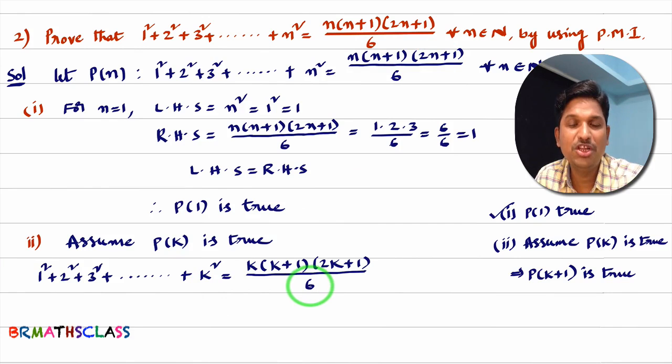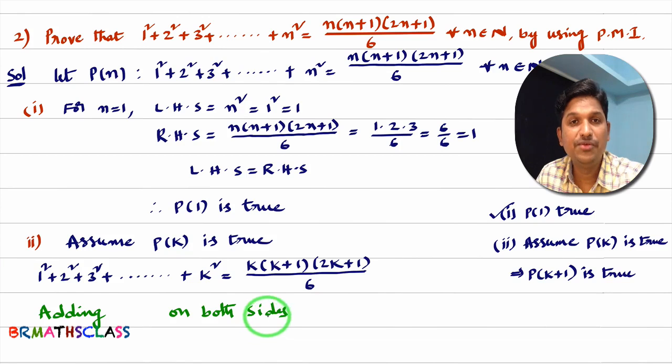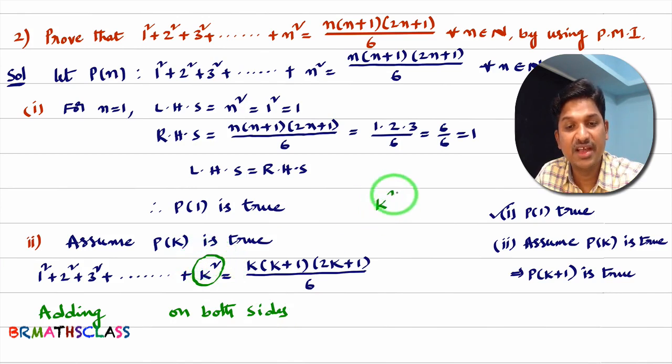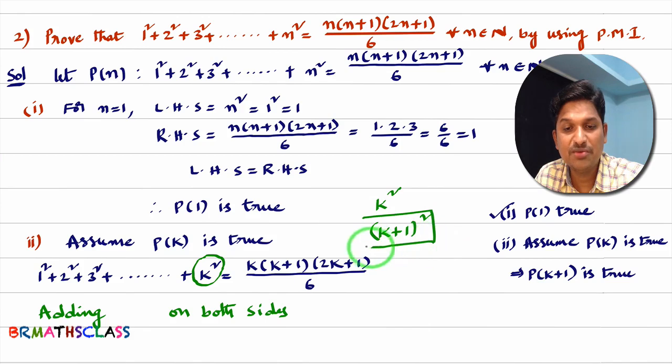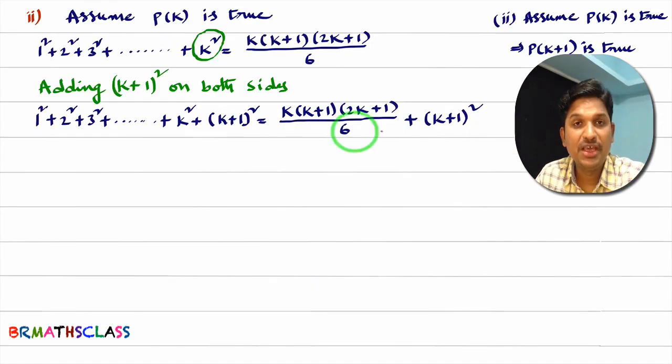In almost all the problems, after this step, we will add a term on both sides. That is the key step. What term we will add on both sides? You observe P of k. You see this term, kth term. What is there? k square is there. In that term, wherever k is there you write k plus 1. In place of k, if I write k plus 1, this will become k plus 1 whole square. So, this term k plus 1 whole square we need to add on both sides. Adding k plus 1 whole square on both. You see what happened here? I added k plus 1 whole square on both sides.